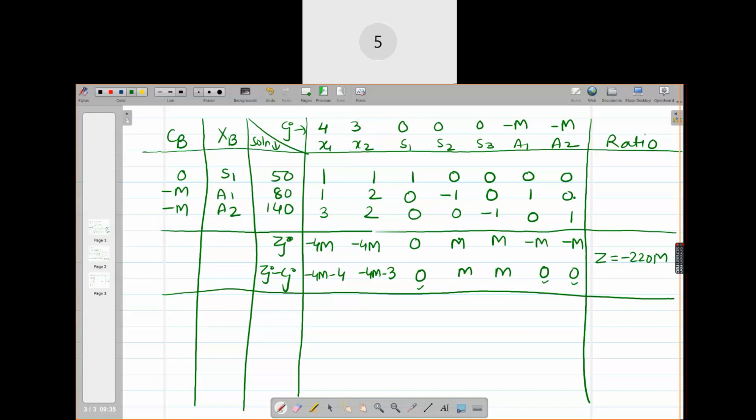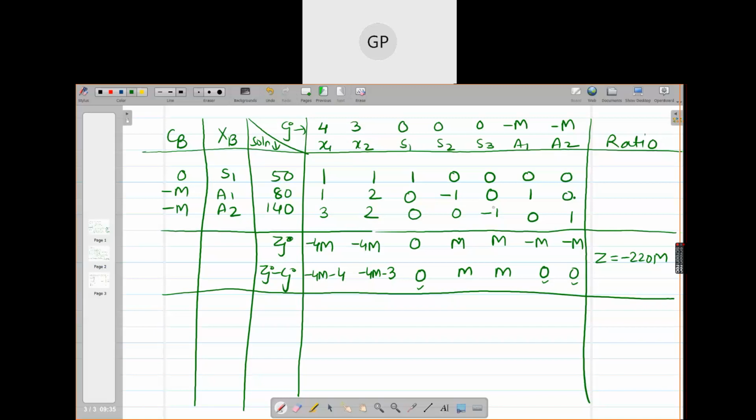Yes, Riona. No, ma'am, it's correct, ma'am. So the variables S1, A1, A2, they are part of the solution right now. So their Zj minus Cj values are 0. This you have to confirm every time, okay?